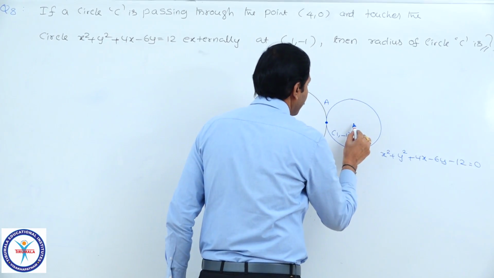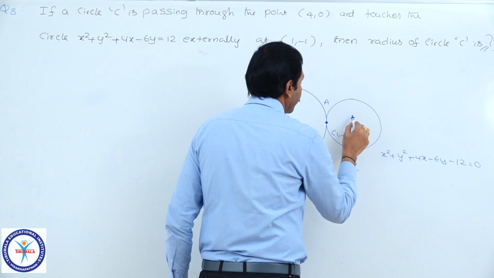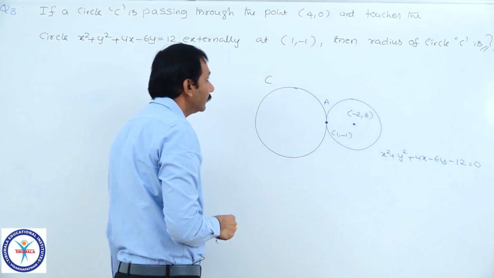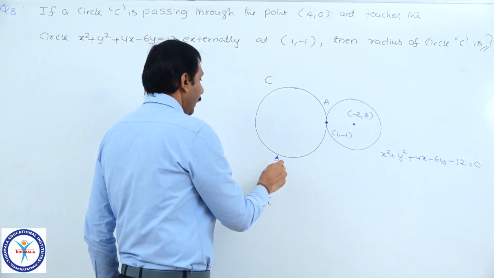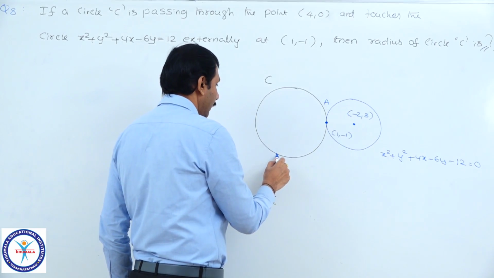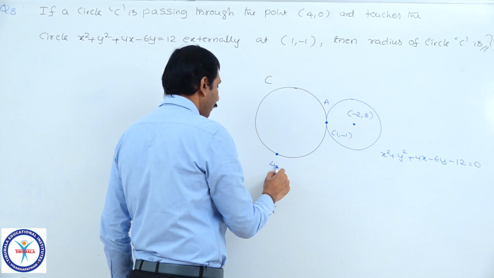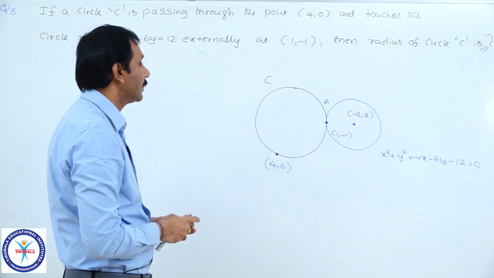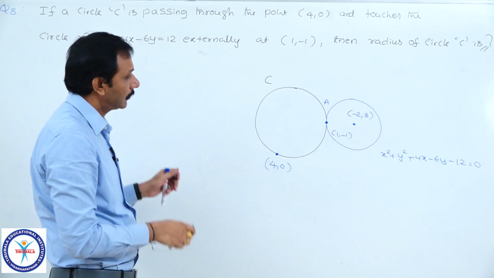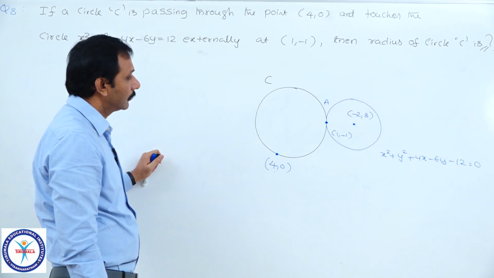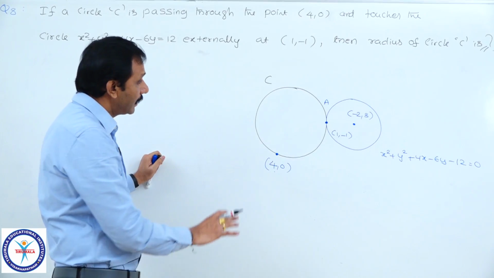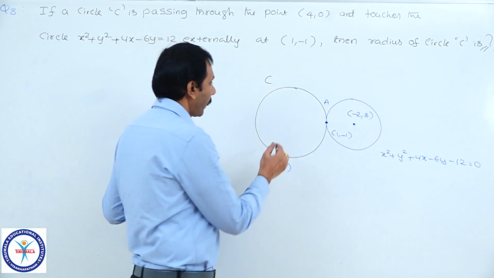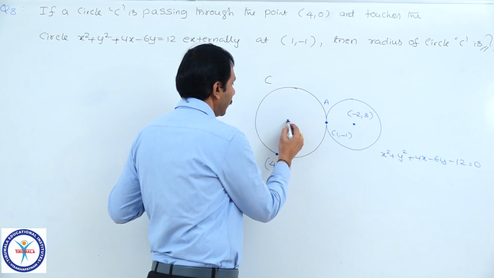And what is the center of this given circle, you see? The center is (−2, 3). And a point is there on the required circle, somewhere I will take it, it is (4, 0). (4, 0) is a point on that circle. Now, I want the radius of this circle. Observe this. It is the center.